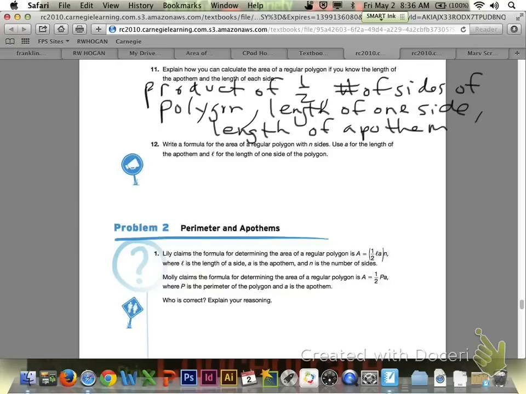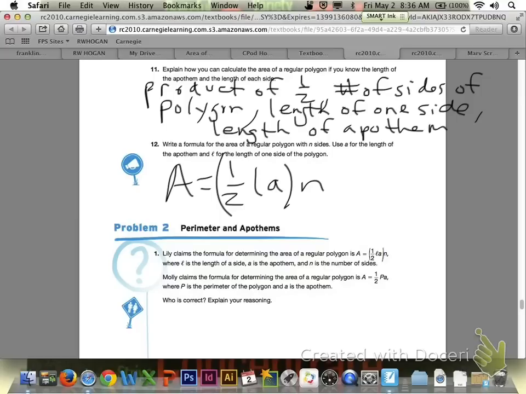For number 11, if you've referred back to the answers that you came up with on the previous pages, you can calculate the product of 1/2. You can look at the number of sides in the regular polygon, the length of one of the sides, and the length of the apothem. All of those are going to factor in as far as figuring out the area of the regular polygon.